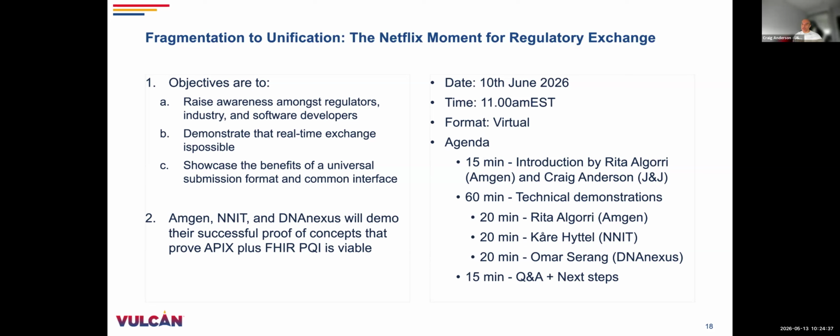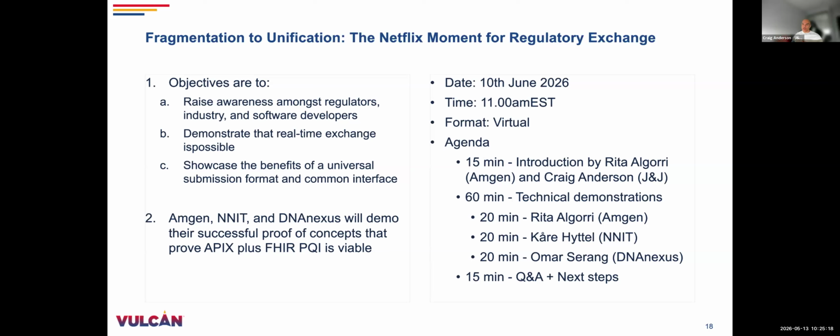Because we've been talking about real-time exchange of regulatory information, and some people have thought that was science fiction, and we're about to prove that it's far from science fiction. So the objectives are to demonstrate to stakeholders, whether pharma companies, regulators, or other software developers, and raise awareness of the project. Right now we've kind of deliberately kept things under the radar. Word is starting to spread about the project, but we deliberately kept it under the radar just to get to this point, to mature the implementation guide and get things to a stable point, a little bit more mature point.